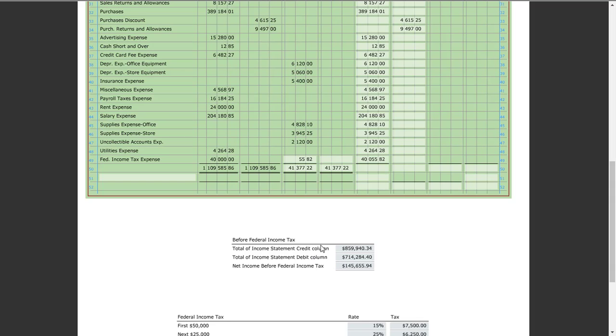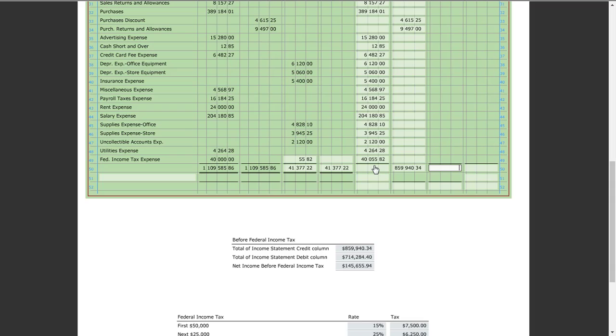$41,377.22 is our adjustments. Okay, now, are we done with our worksheet? Heck no. We have to go through and do our balance sheet, and we actually have to do our income statement. Let's do our income statement first because it's easier. What is my income statement credit total? Because we already added it up, we put it down here first.